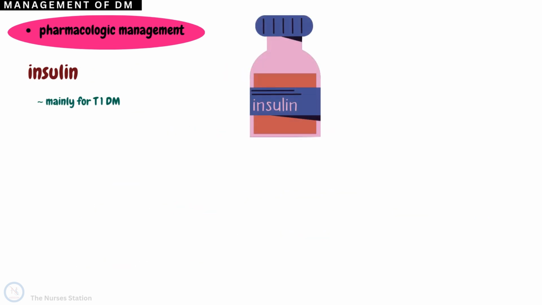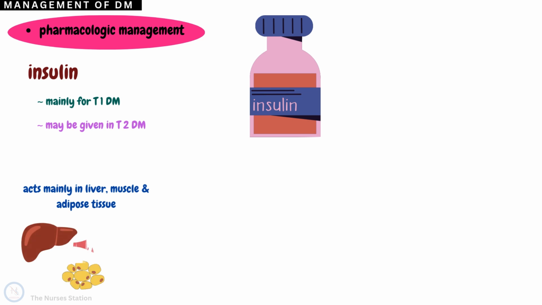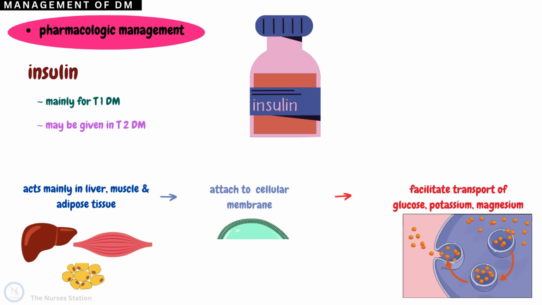It is also sometimes used to treat type 2 diabetes mellitus when blood sugar levels are not adequately controlled with oral hypoglycemic agents. Insulin acts primarily in liver, muscle, and adipose tissue by attaching to receptors on cellular membranes and facilitating the passage of glucose, potassium, and magnesium. The onset, peak, and duration of insulin action depends on its type.